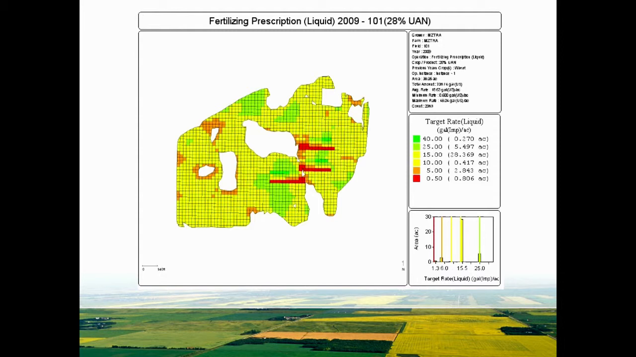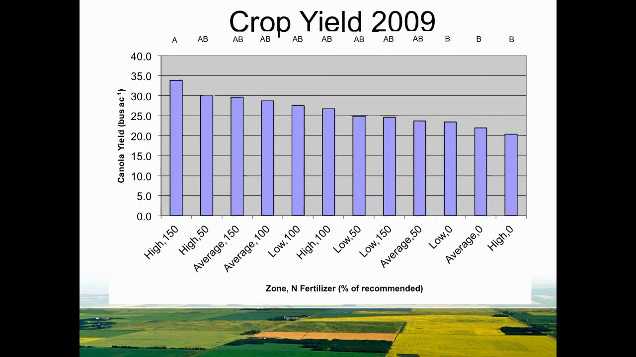This is how we set up our treatments, and you can see our treatments with the controls in red and our higher rates with the green. So we had 3 replicated blocks of those 4 treatments across the zones in this particular field. And these are the results for 2009 for canola production.